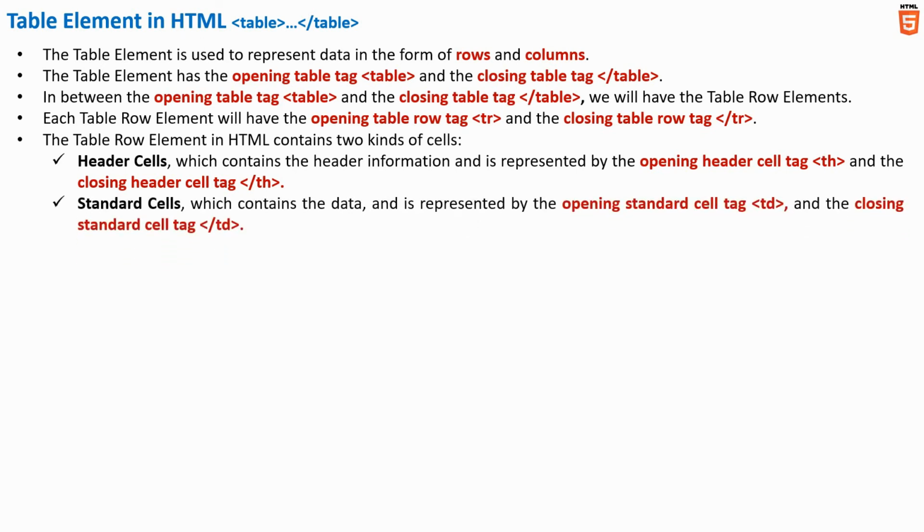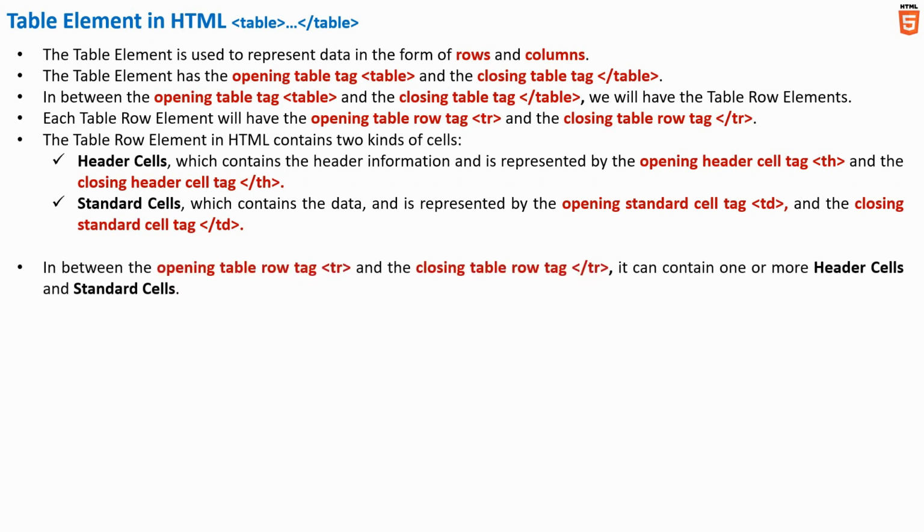The second kind of cell is known as the standard cell element. Again, the standard cell element will have an opening standard cell tag and also the closing standard cell tag. And this standard cell is used as a container for the actual data for the table. Please note that the content of the standard cell element will be left aligned within the cell and will be of normal text, not like the header cell element where it was boldface.